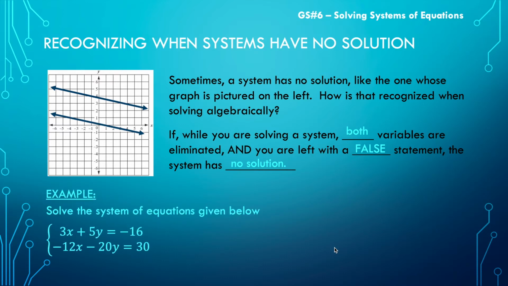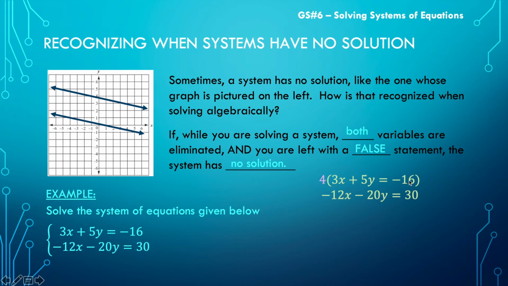We're going to solve this system. We've got a system where 3x plus 5y is equal to negative 16, and negative 12x minus 20y is equal to 30. We could solve this by substitution if we wanted to, but this is set up a little bit easier to solve by elimination. Notice that if I'm just focusing on my x values here, if I multiply this top equation through by 4, I should end up with 12x over a negative 12x, which will eliminate nicely. So that's what we'll do.